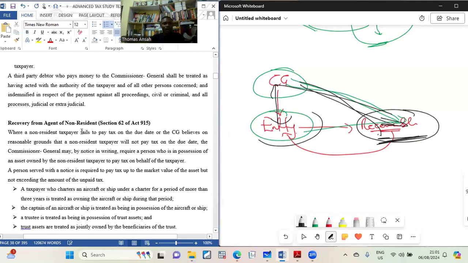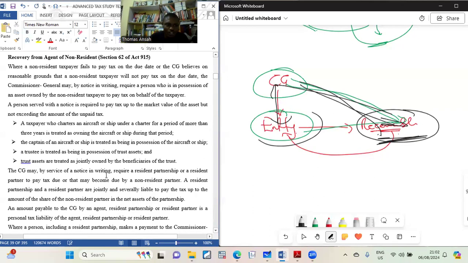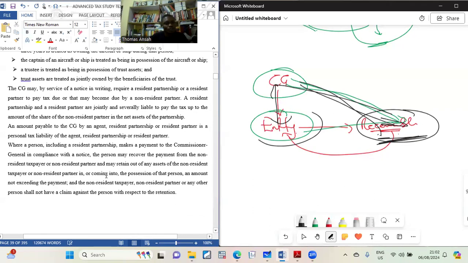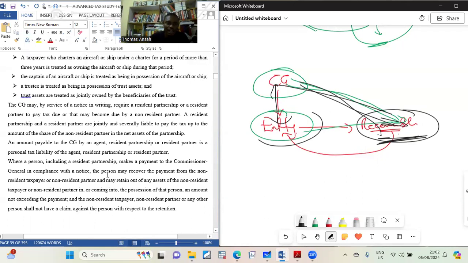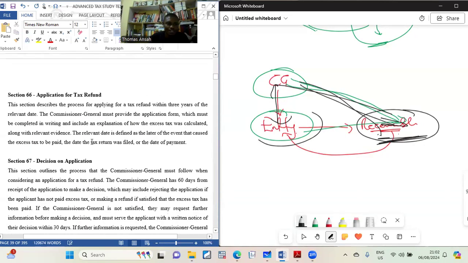Then we have recovery from an agent of a non-resident person. The same thing applies, it's just like the third party. If you have a non-resident person and you have an agent on the ground, the CG can work with the agent to recoup all the taxes that are supposed to be paid. So basically that is that.